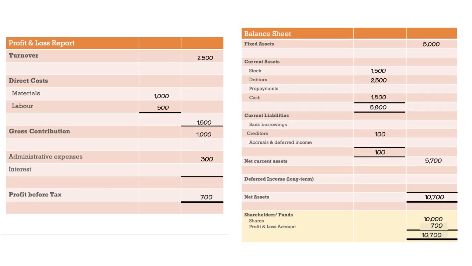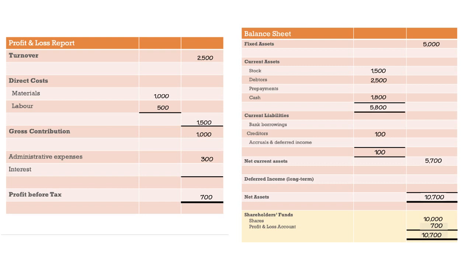So if we now look at the P&L account, we see that it's becoming a little bit more realistic. We sold half of our stock for £2,500. The value of the stock sold was £1,500, giving us a gross contribution of £1,000, less our admin expenses of £300. And we've made an actual profit of £700. That's now reflected in the balance sheet. It records on the bottom half the value of the initial investment made by the owner, and then the profit made to date, which also belongs to the owner.